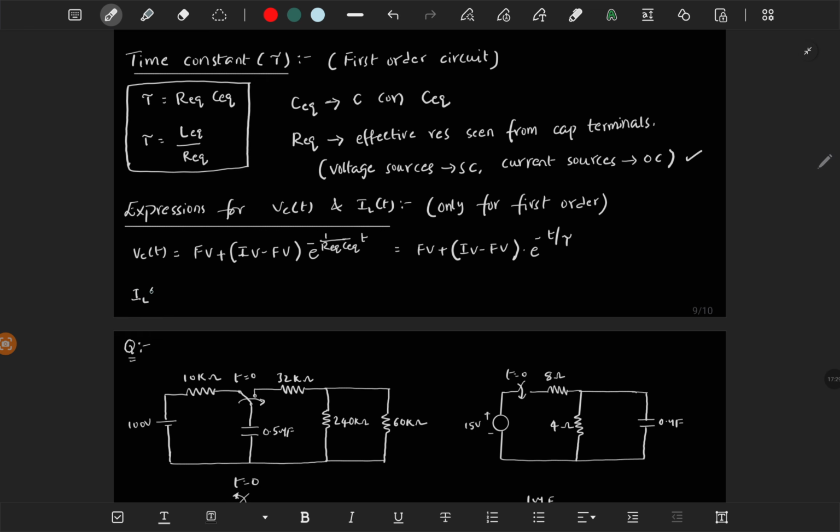Similarly, the current flowing through the inductor in a first order circuit is final value plus initial value minus final value into e to the power minus R equivalent by L equivalent into T, because tau is L by R. So you will get e power minus R by L into T. If you remember this one, then it will be very easy to solve any first order circuit.